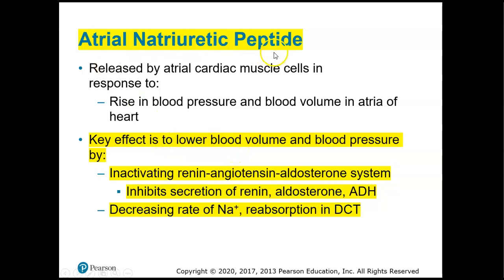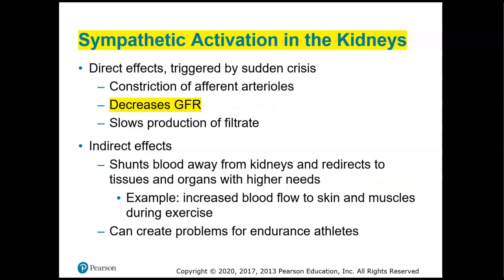So this one is different from all the other hormones that we have discussed so far related to urine or kidney output. Instead of raising blood volume and blood pressure, it has the opposite effect, lowers blood volume and blood pressure when it's too high. It does this by inactivating the renin, angiotensin, aldosterone system, inhibits the secretion of renin, aldosterone, and ADH, and decreases the rate of sodium reabsorption in the DCT.